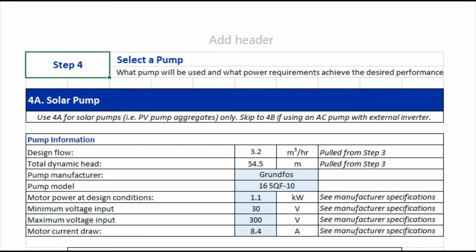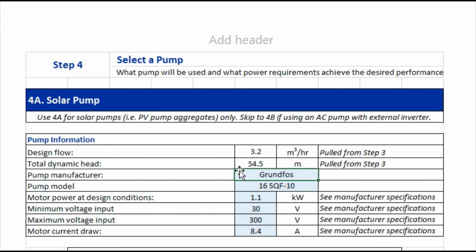Okay, now we've reached step 4 in our spreadsheet, the solar powered water system design tool. And we can see at the top that it's pulled some information from step 3, our design flow rate of 3.2 cubic meters per hour, and our total dynamic head of 54.5 meters. Now, these two pieces of information are what are needed in order to select a pump by looking at the pump curves from various manufacturers.